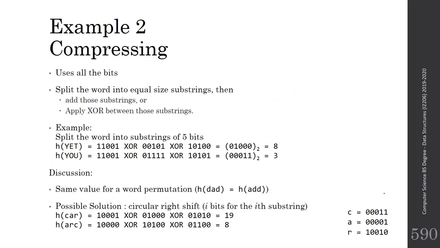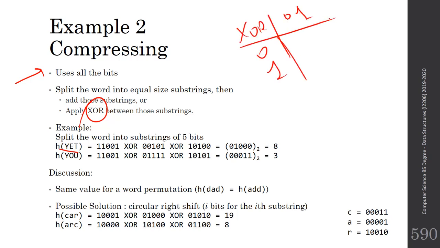So we have another example of a hashing function called compressing. Here we'll be using all the bits, which is a good point. We need to split the word into equal substrings. Then, for each character, we do the XOR between all the elements. So it's exclusive OR. Just as a reminder for exclusive OR: 0 and 0 is equal to 0, 0 or 1 is equal to 1, 1 and 0 is equal to 1, and 1 and 1 is also equal to 0 because it's exclusive OR.